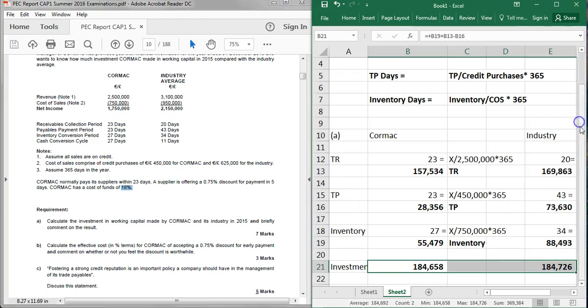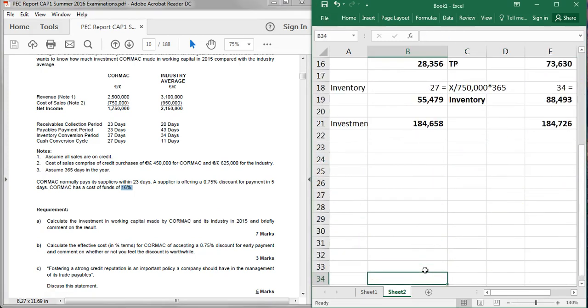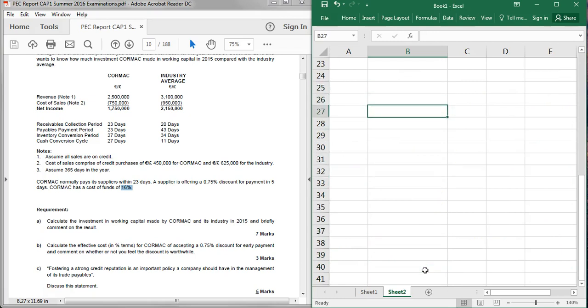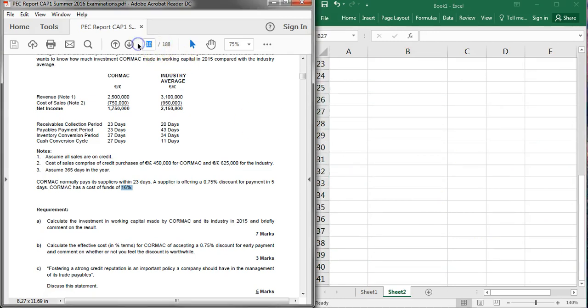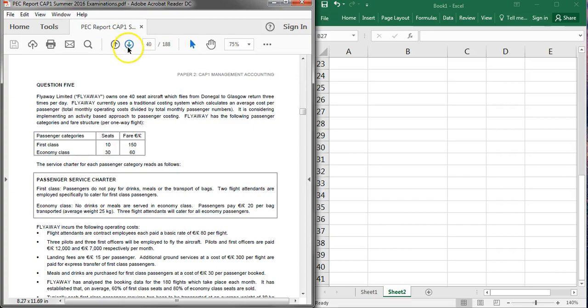Now this is answered very poorly, and I think a lot of students didn't realise this formula is actually given to you in the exam. So if we go to the end, just bear with me a second and I'll find it.